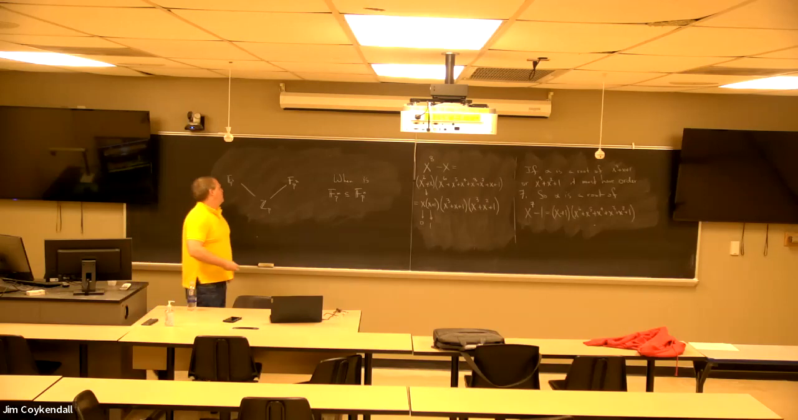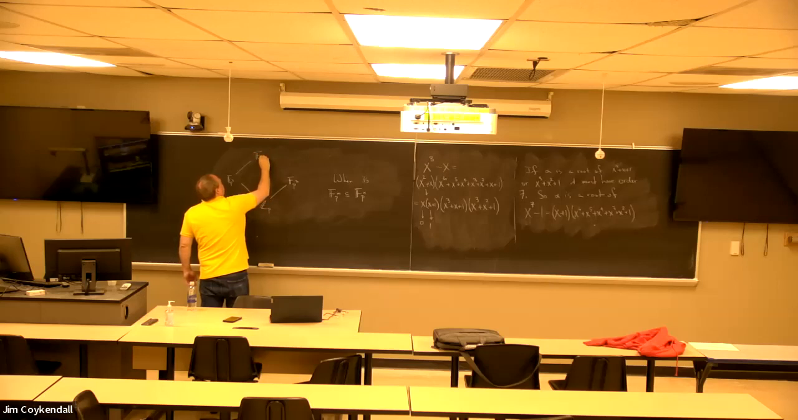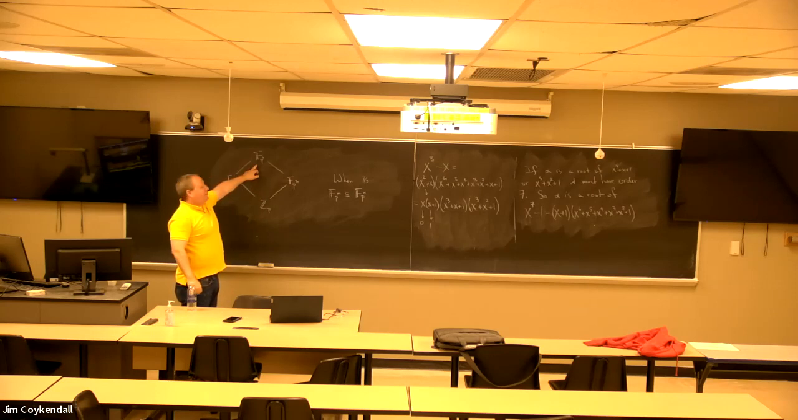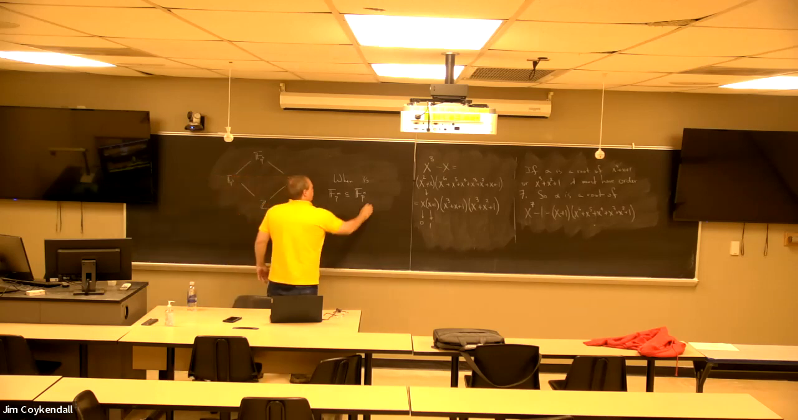n should be a multiple of m. Yes, that's what you need. So for example, the smallest field that will contain both of these is the field of p to the 6 elements. What you need is m divides n.